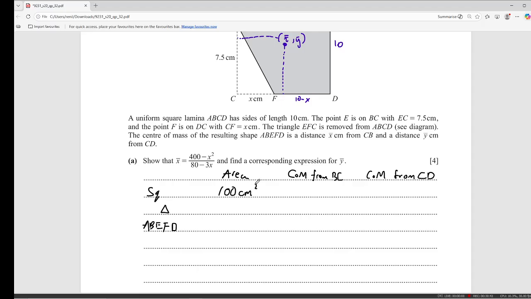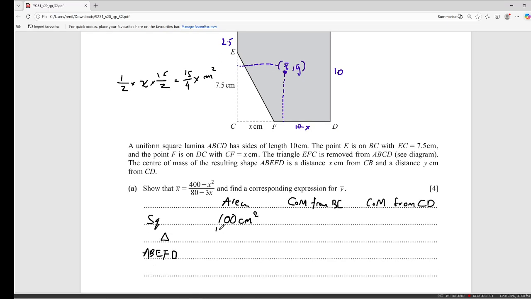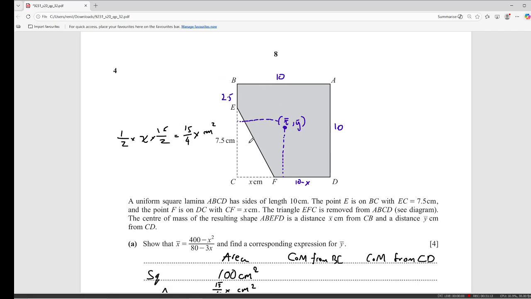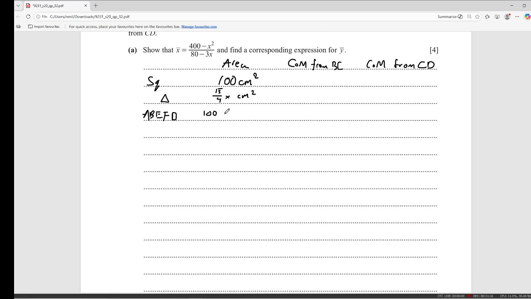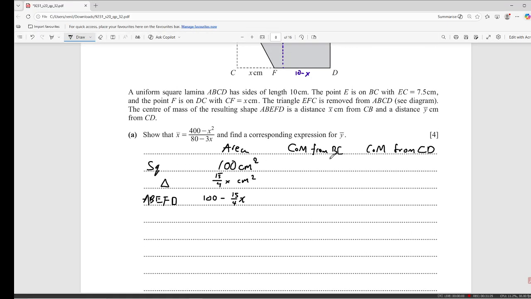100 centimeters square. Area of the triangle is going to be half times the base times the height, which can be written as 15 by 2. So we get 15 by 4x centimeters square. Does that work? Yeah, it does work. So I'm going to write this as 15 by 4x centimeters square. So ABFT area is the square minus the area of the triangle. So it'll be 100 minus 15 by 4x.